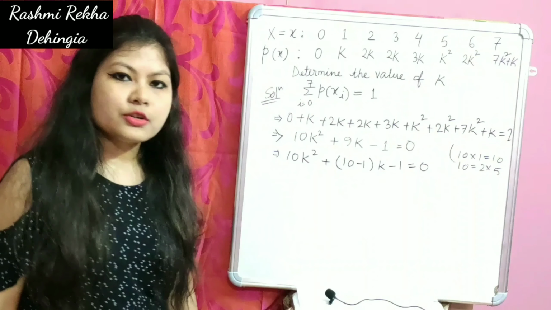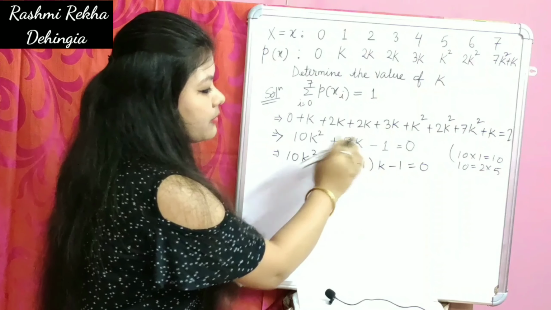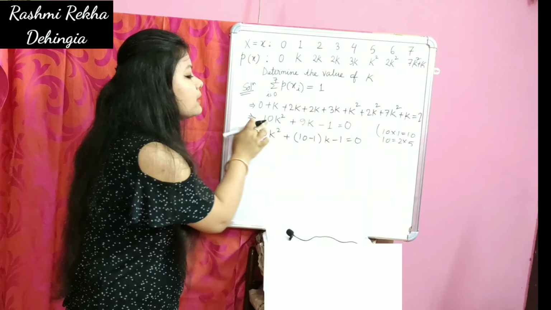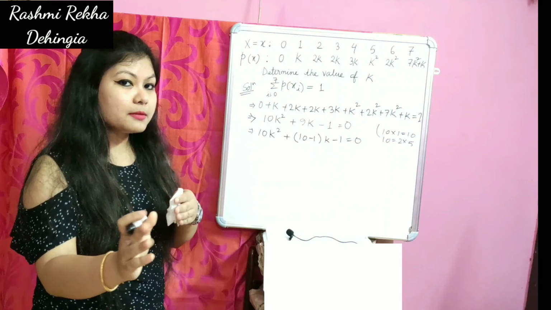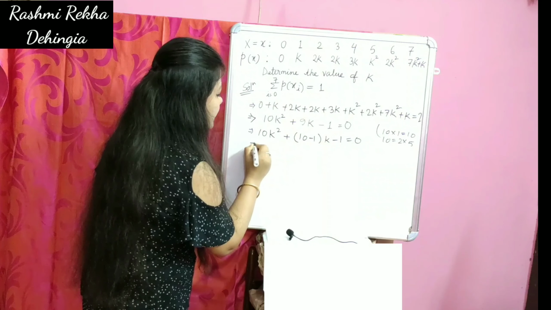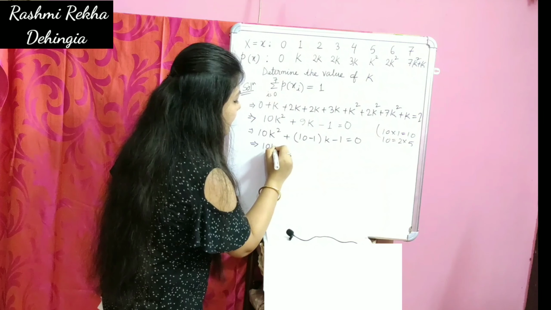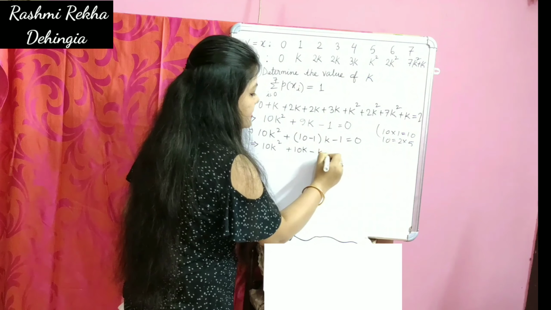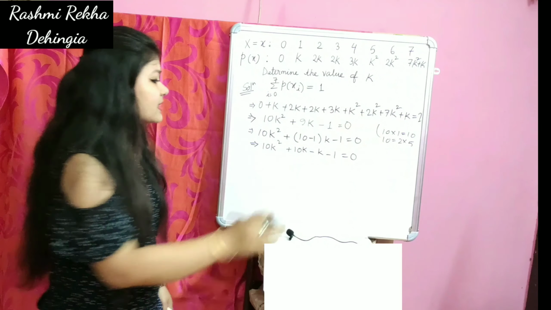equal to 0. So as of now, we have found out the coefficient of k in terms of the factors of the product value of this coefficient and the constant value. So this is one method of solving the quadratic equation. Now remove the bracket. It will give you 10k square plus 10k minus k minus 1 equal to 0.